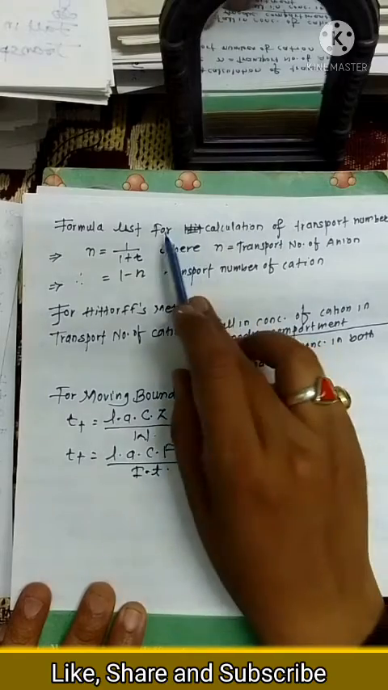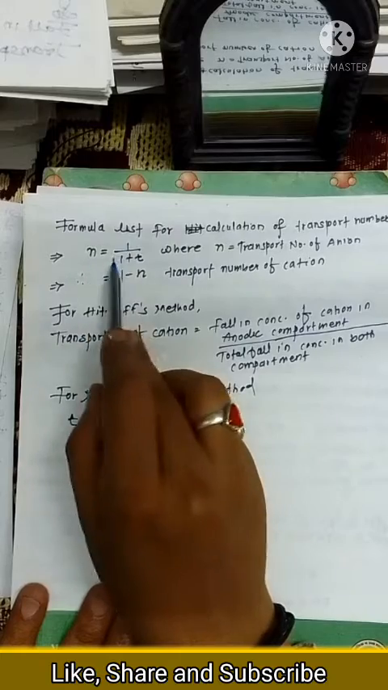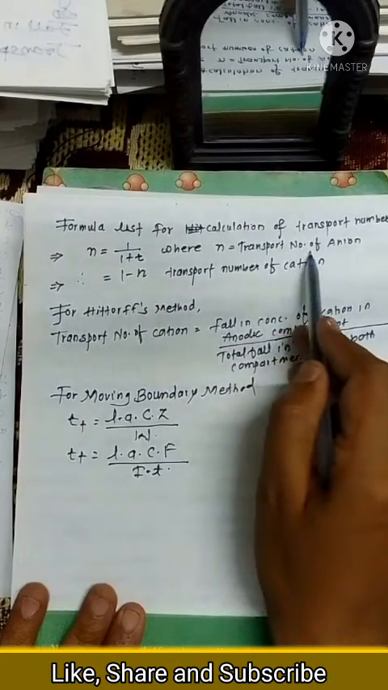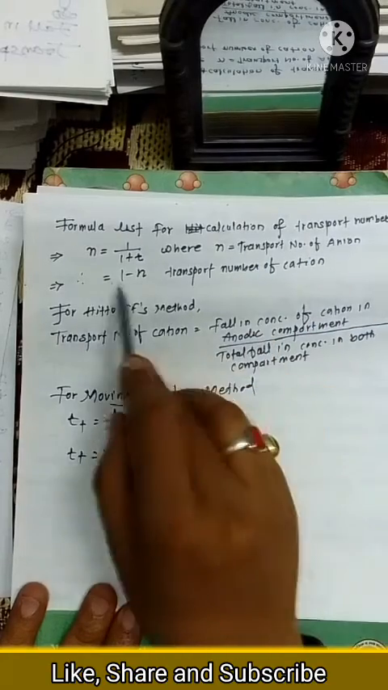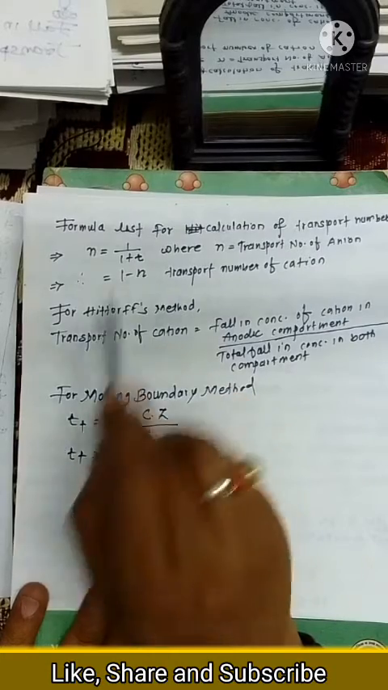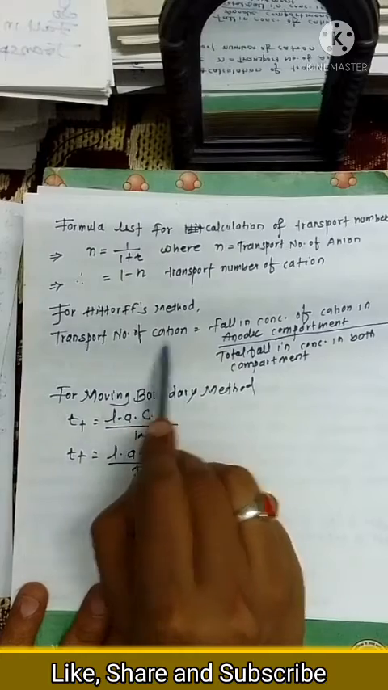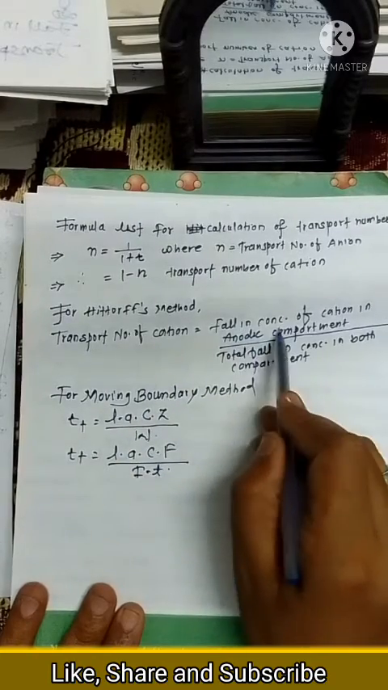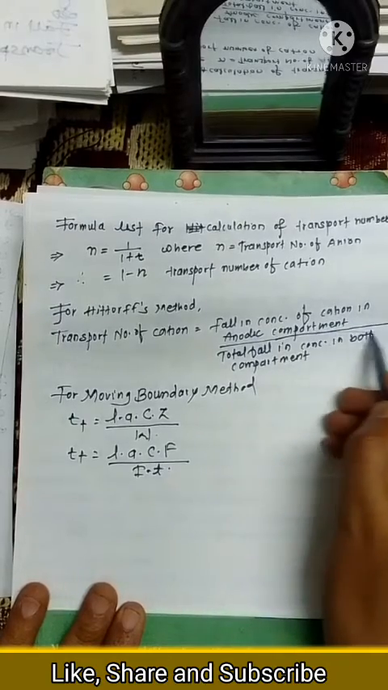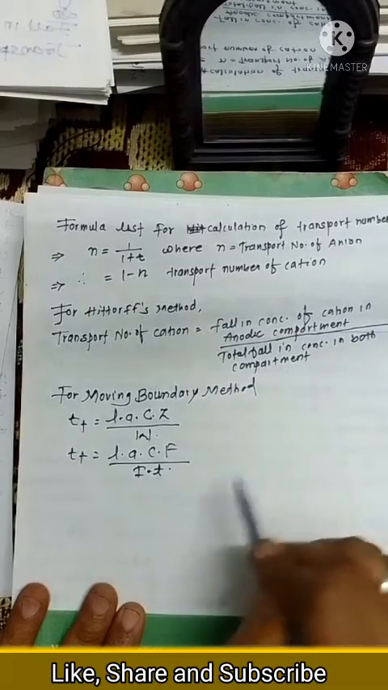So, the formula list for the calculation of transport number. n is equal to 1 divided by 1 plus r, where n is the transport number of anion. Therefore, the transport number of cation is given by 1 minus n. For Hittorf's method, the transport number of cation is equal to the fall in concentration of cation in the anodic compartment divided by the total fall in concentration in both compartments.